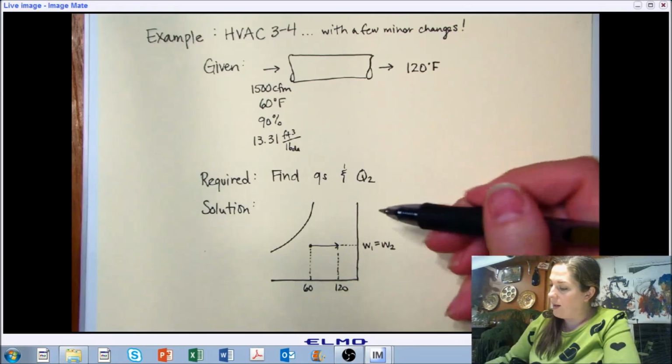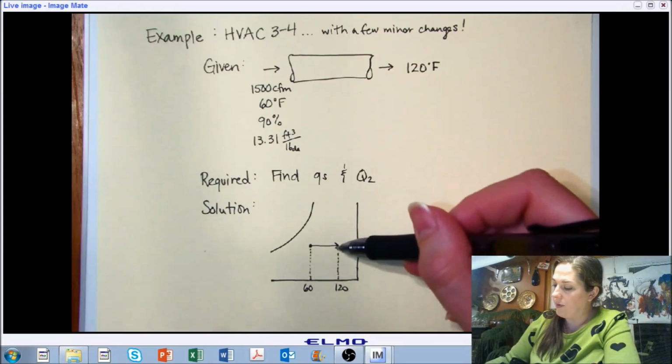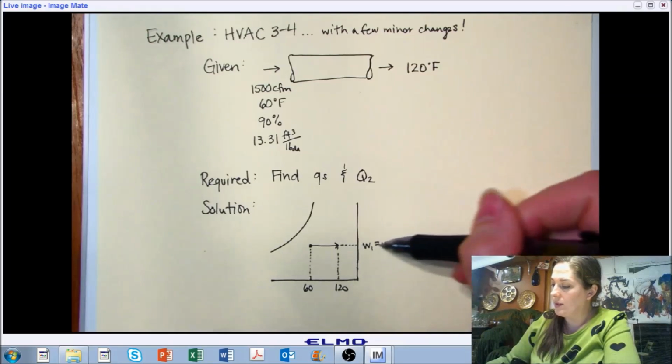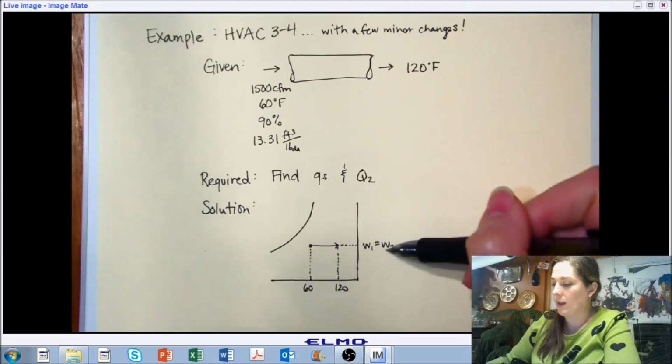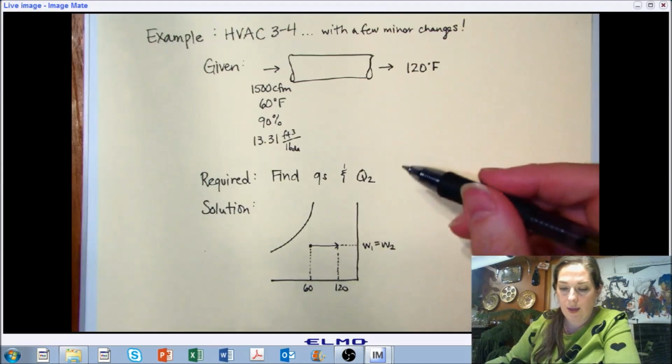Alright, so we're going from 60 degrees Fahrenheit to 120 degrees Fahrenheit using sensible heating, so we move along that horizontal line.